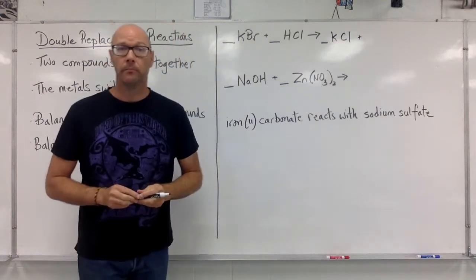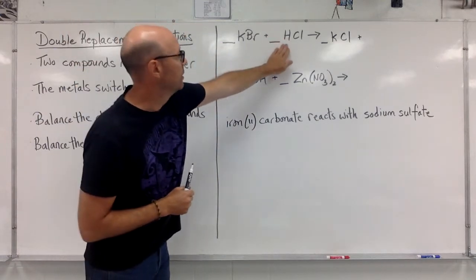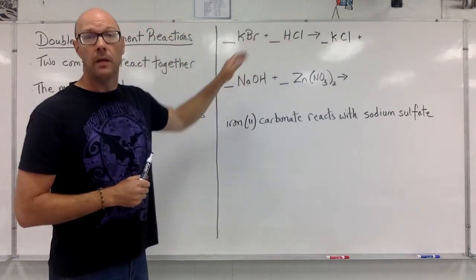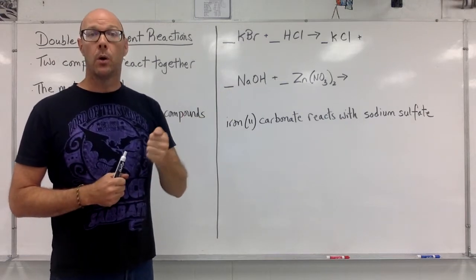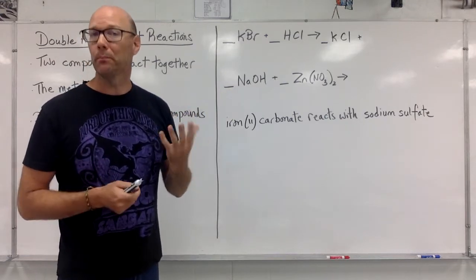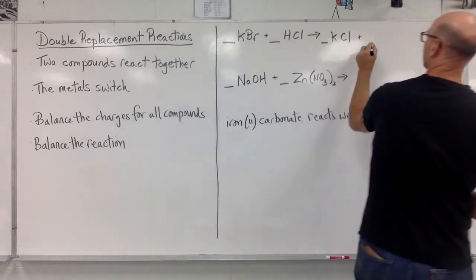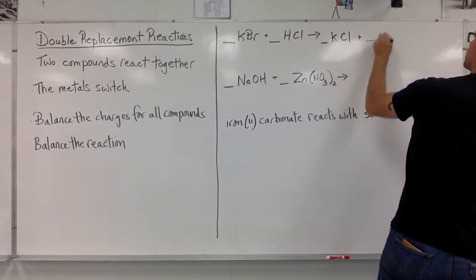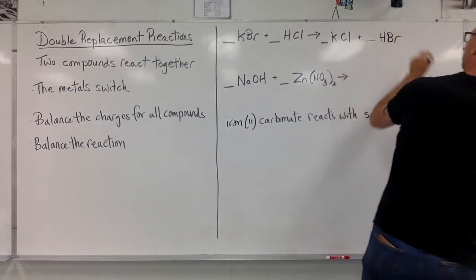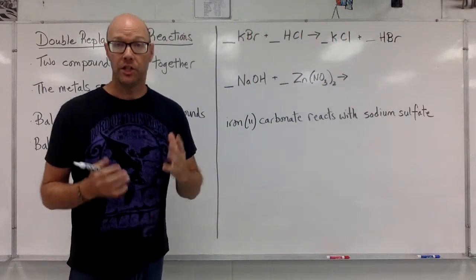Just KCl. And now the hydrogen is going to get together with the bromine. Hydrogen 1 plus, bromine 1 minus. Again, 1 plus, 1 minus. One of each, HBr.